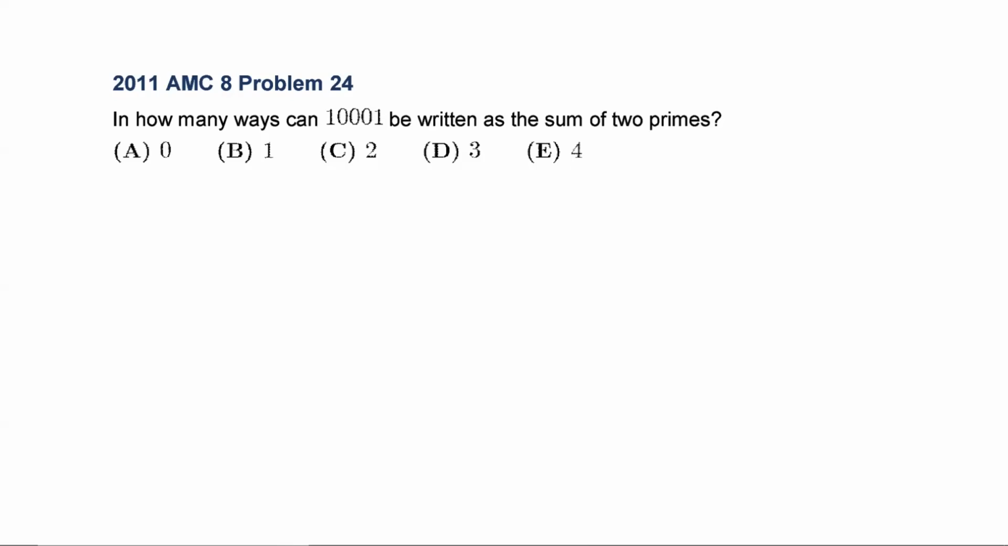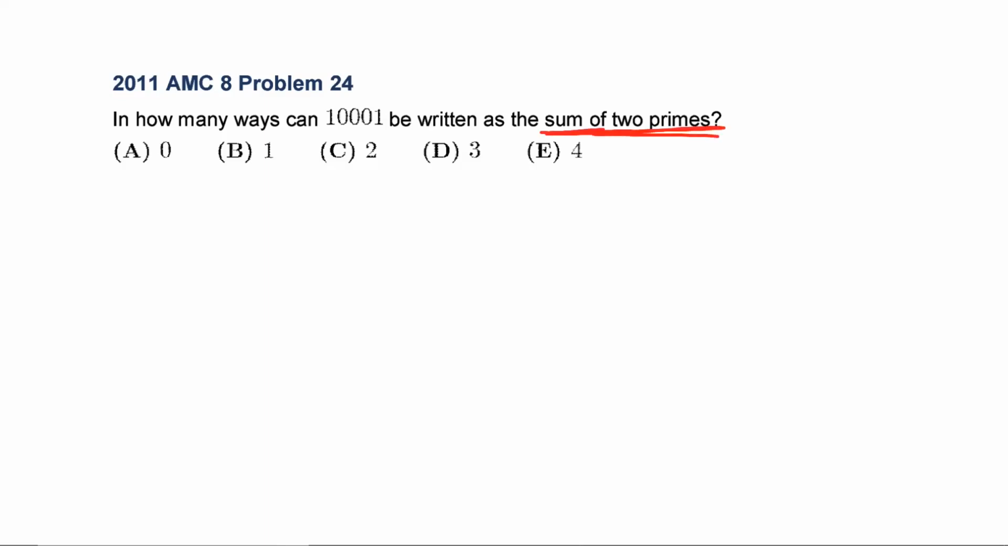Okay, so let's get started. So this is actually kind of an easy problem. All you have to do is look at parity, which is whether it's even or odd. So we have the number 10,001 here. And note that 10,001 is an odd number. And they're asking you to write this odd number as the sum of two primes.